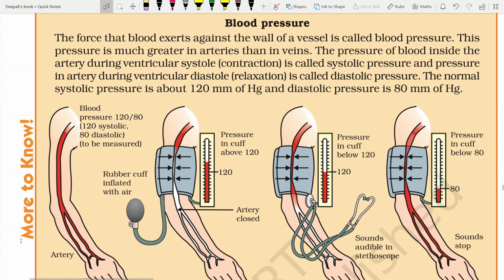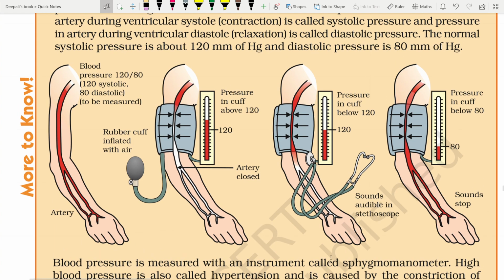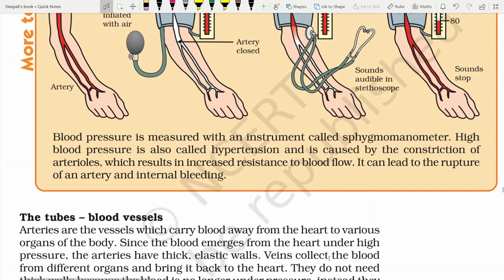The normal systolic pressure is about 120 mm of Hg, which is compared to the mercury level, and the diastolic pressure is 80 mm of Hg. Blood pressure is measured with an instrument called sphygmomanometer. High blood pressure is also called hypertension and is caused by the constriction of arterioles, which results in increased resistance to blood flow. It can lead to the rupture of an artery and internal bleeding. So, do you understand how important the blood pressure is in our body?